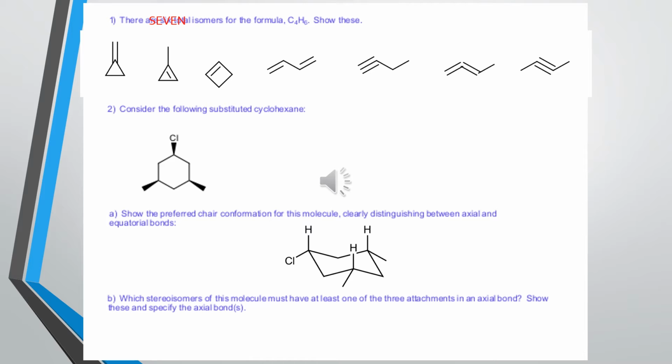If you were to flip that preferred chair, you would get a chair where the 3 attachments were all axial, which would be much higher energy. So this is clearly the preferred conformation.